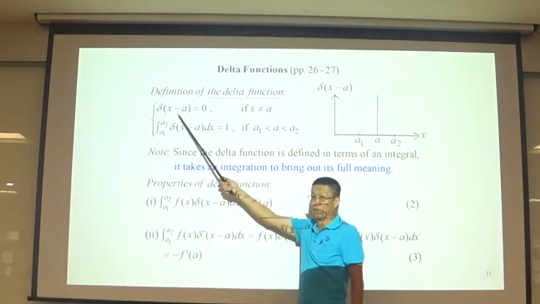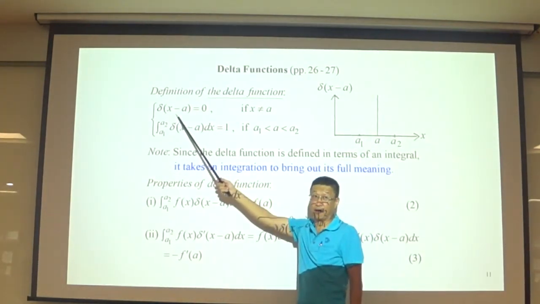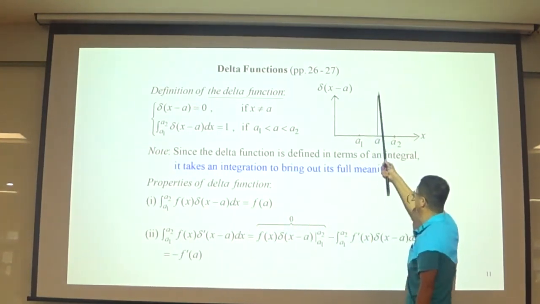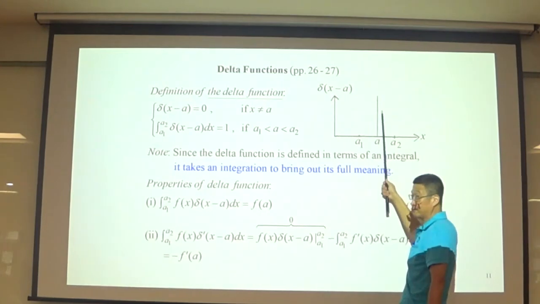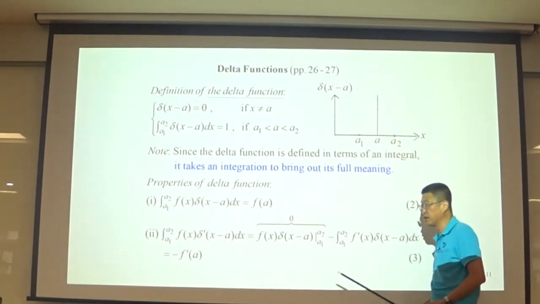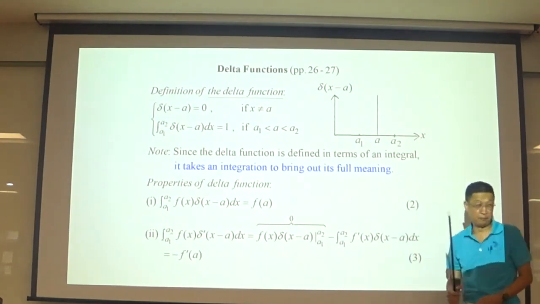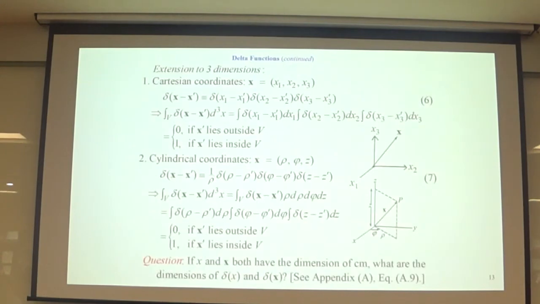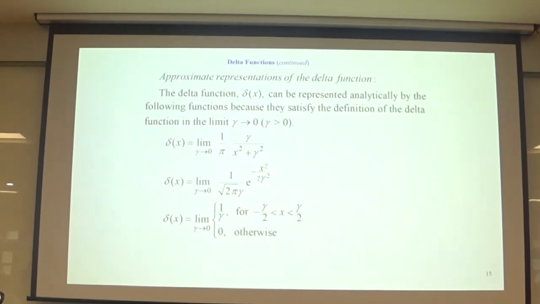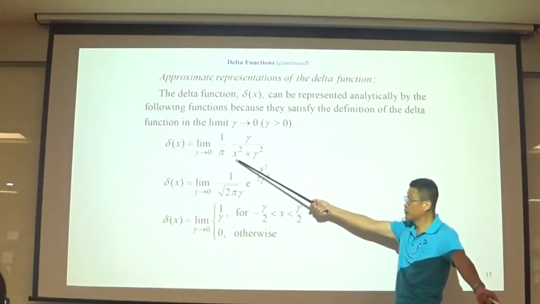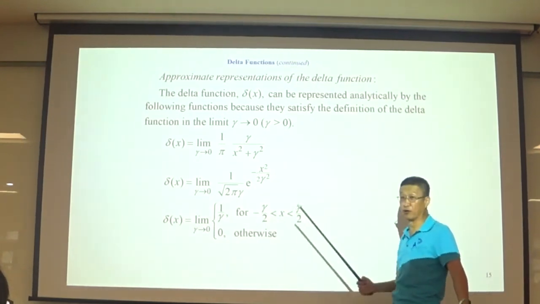This one is not well defined, because we don't know the shape inside this one. We have no idea. There can be any function. For example, these are approximations of the Dirac Delta function. Delta x can be this form, this form, this form.